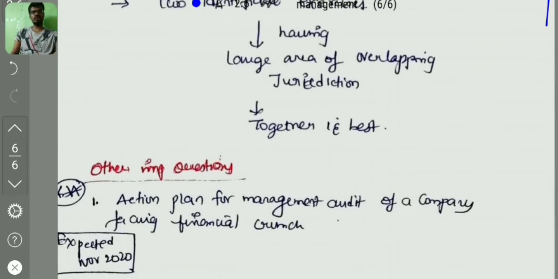There are some other important questions. Action plan for a management audit of a company facing a financial crunch: that question can be read on your own, as it is a very similar question. You can write on your own. That question is expected, and one more expected question is on behavioral aspects related to management audit. These two questions are expected from this chapter. Thank you.